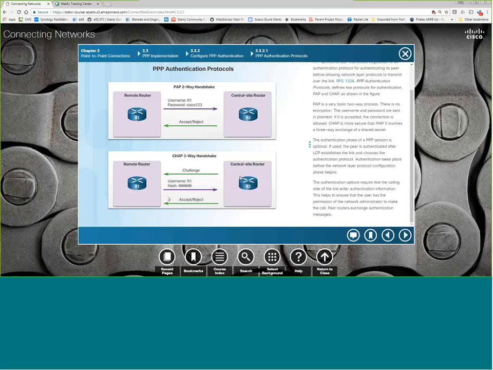It's really good because CHAP also does authentication both ways. The central router will authenticate the remote, and the remote will authenticate the central, whereas with PAP, only the central or the remote can do authentication. The other thing that's better about CHAP is that it sends only a hash, not the full password, across the link. And last but not least, CHAP actually does periodic re-authentication.